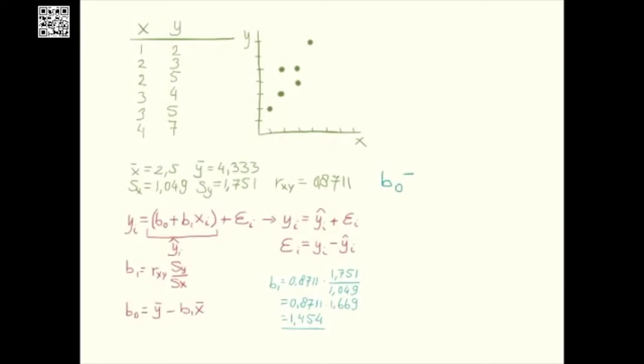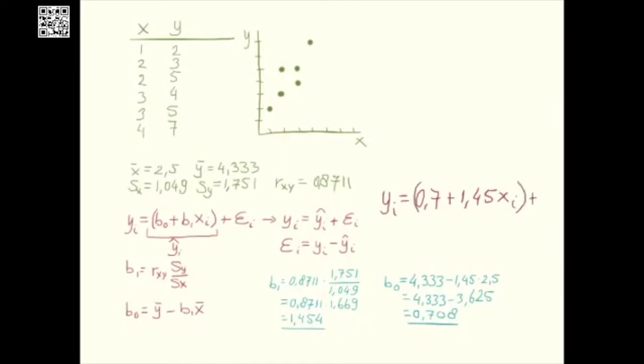b0 is the mean of y, which is 4.33, minus b1, which we just calculated, 1.45, then multiplied by the mean of x, 2.5. So that's going to be 4.33 minus 3.625, going to be equal to 0.708. So b0 equals 0.708. And now we can fill in the regression equation. The found value of y is b0, 0.7, plus b1, 1.45, multiplied by the found value of x of this individual plus the error.